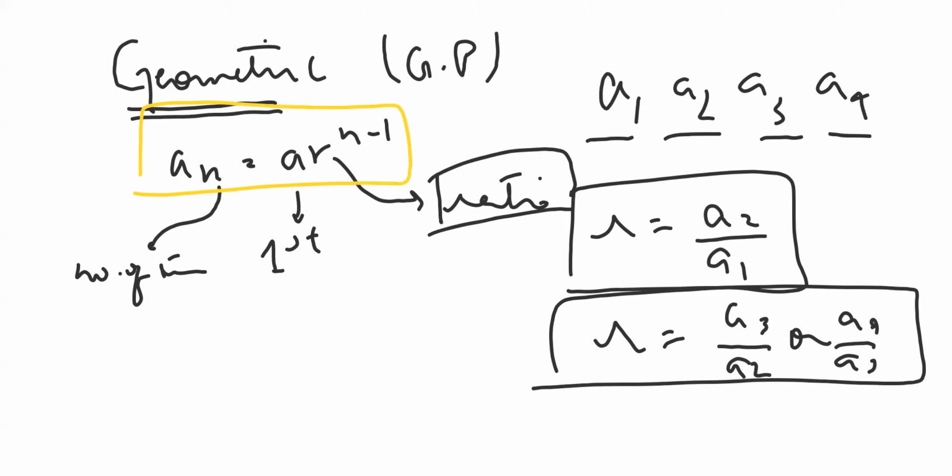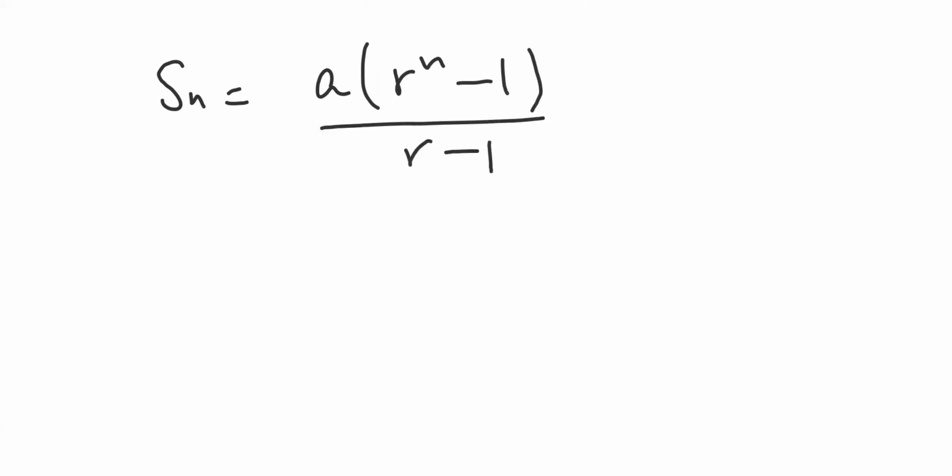Now as we saw in arithmetic, similarly in geometric progression we also have a sum formula for a finite series, which is Sn is equals to a(r^n minus 1) divided by r minus 1. Here also it's the same thing: a is the first term, r is the common ratio, and n is your number of terms. Alright, so this is the formula for a finite series.